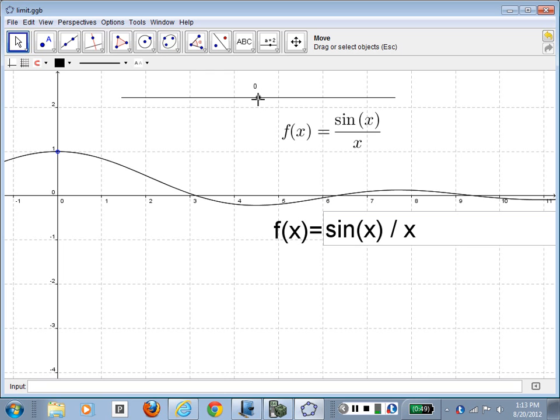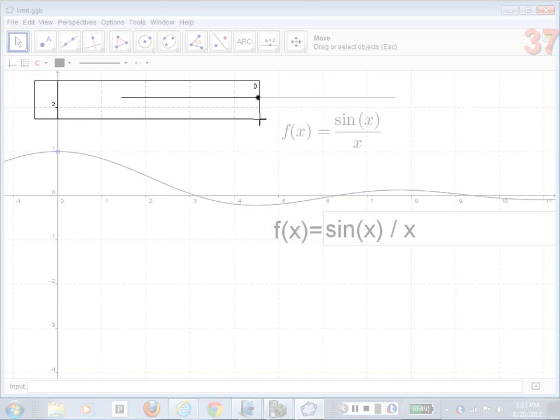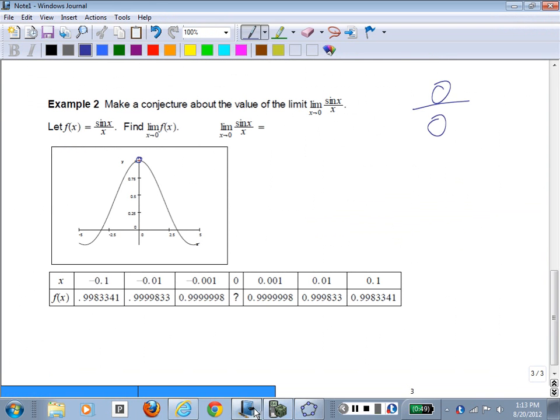But there we go. The point vanishes when we get to x equals 0 because the function's undefined at 0. But as x gets really close to 0, the function's getting really close to 1, as close to 1 as we need it to be. So I'm going to say that the value of the limit is 1, because sine x over x is getting really, really close, as close as we want it to 1, as x gets close to 0.